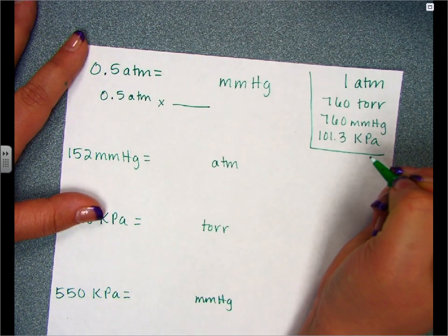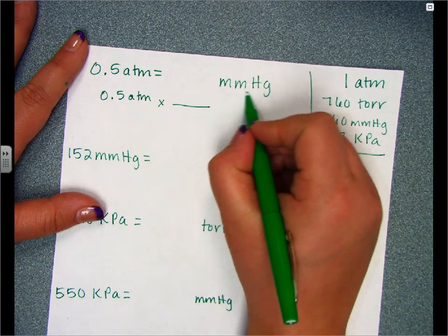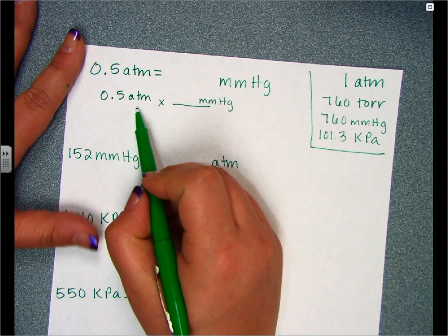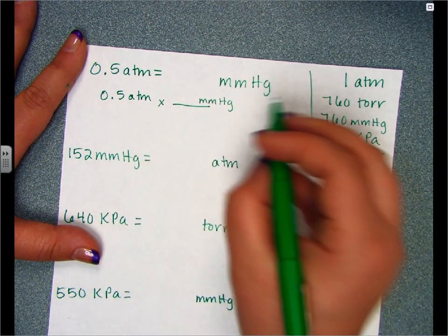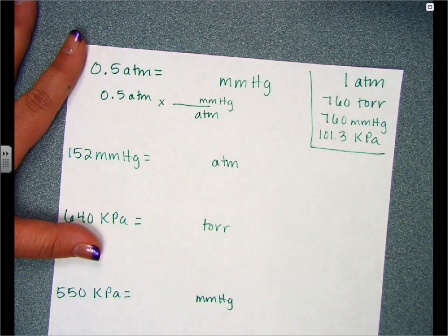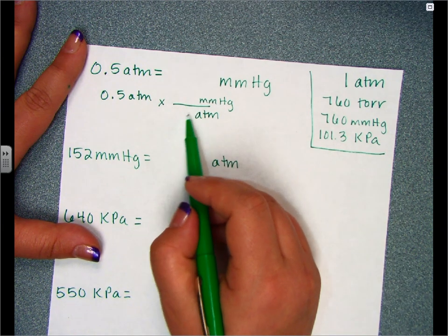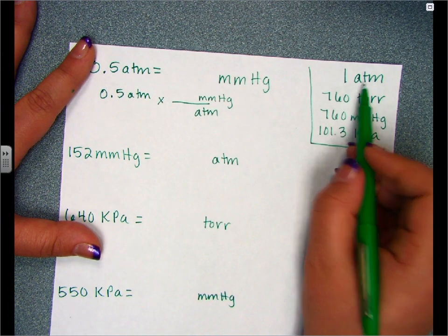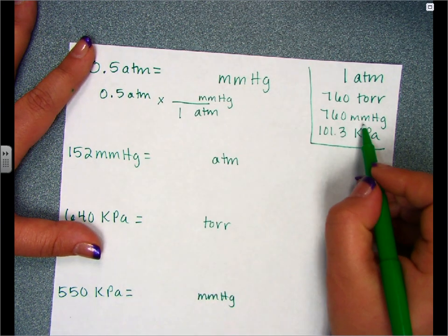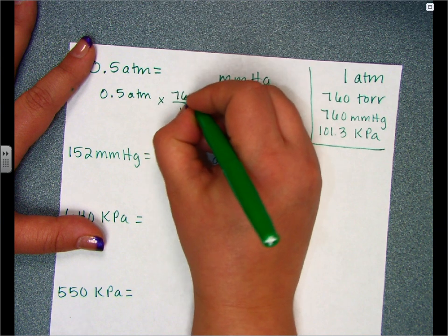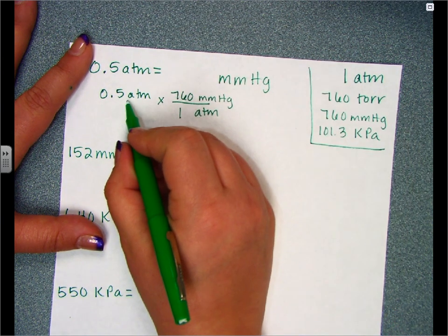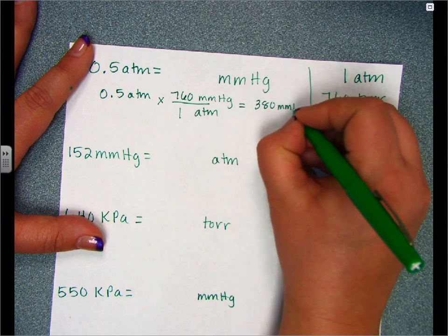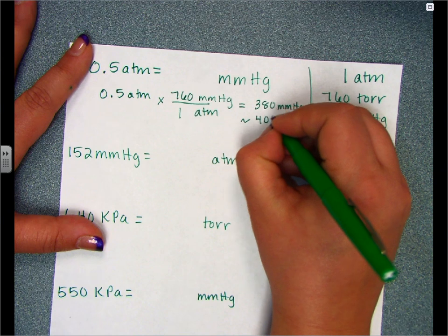So I'm going to set up my fraction like we've been doing. What you're looking for, mmHg, goes on the top. And what you're trying to get rid of, ATM, goes on the bottom. So now the numbers that go in my fraction here come from these pressure conversions. ATM has a 1 in front of it. mmHg has 760 in front of it. So really, you're going to do 0.5 times 760, and you get 380 mmHg, which should round to 400 mmHg.